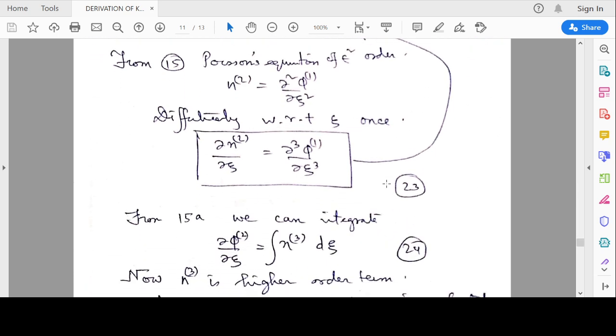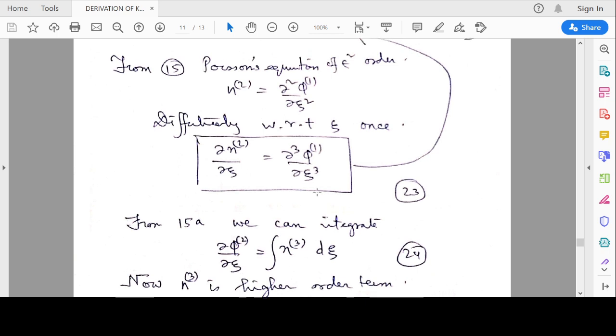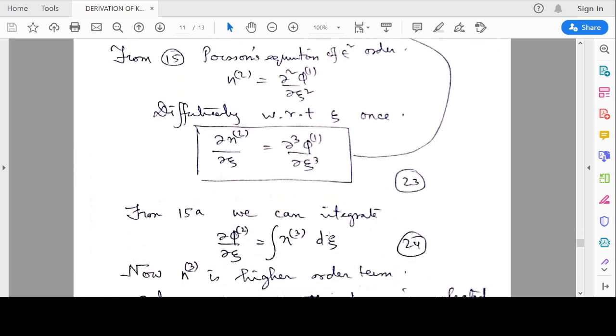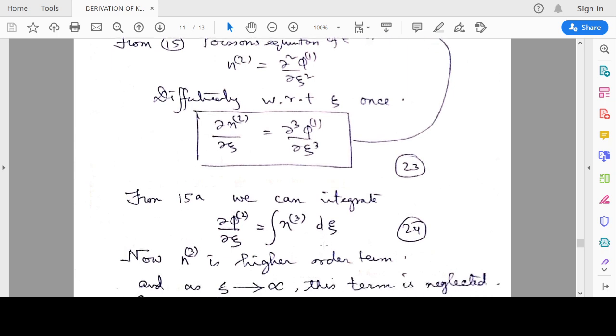Now from 15a, there's the epsilon to the power 5 by 2, or no, epsilon cube, I think, the second higher order in Poisson's equation. We find that we integrate this term. This was del 2 phi 2 del xi 2 was n3. Now del phi 2 del xi is the quantity that we require here. Now we just integrate it with respect to xi. Now xi is the extended stretching coordinates.